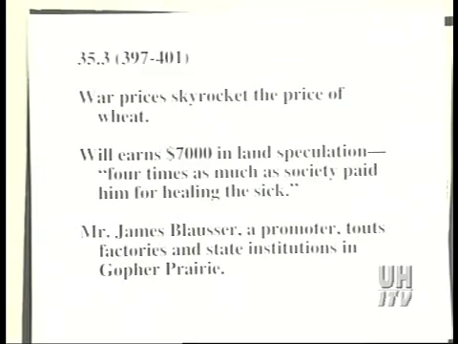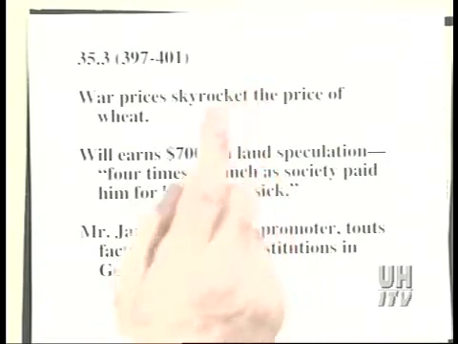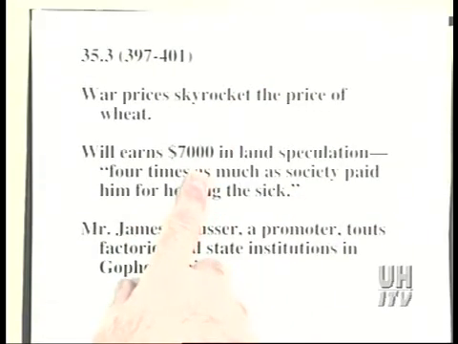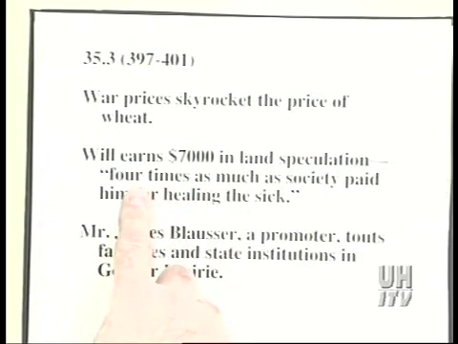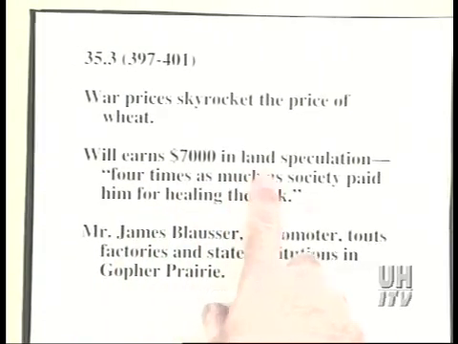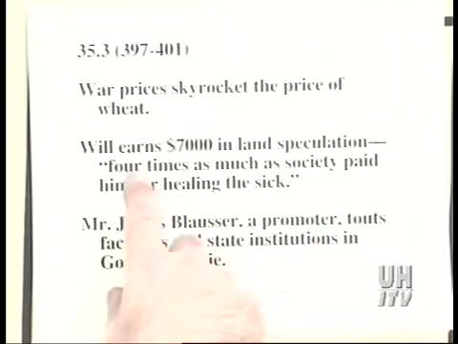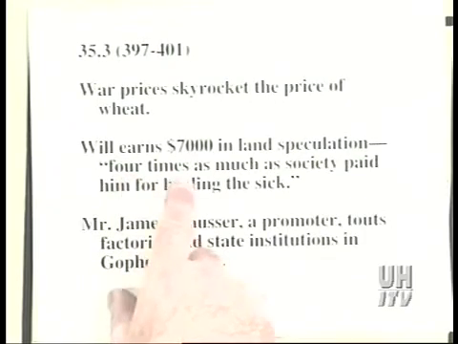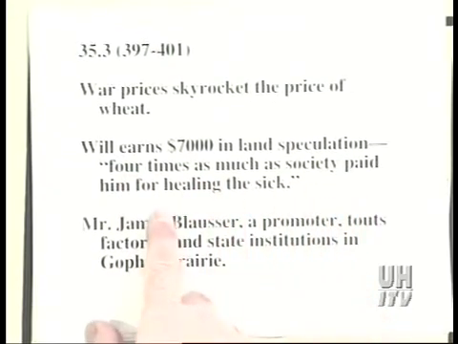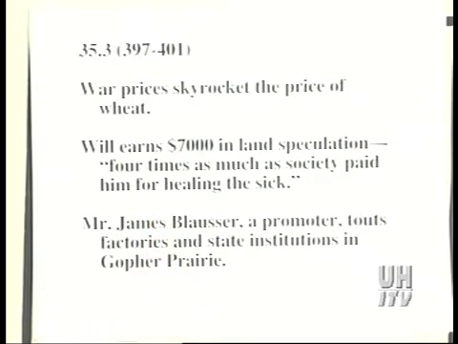But in the meantime, the war has come along. Will has earned $7,000 in land speculation. He's getting rich. And look at the irony. Remember I began by talking about irony? Will earned $7,000 in land speculation, and here is Sinclair Lewis telling us about society's values: four times as much as society paid him for healing the sick. Well, we know that this is a stable, overt irony.